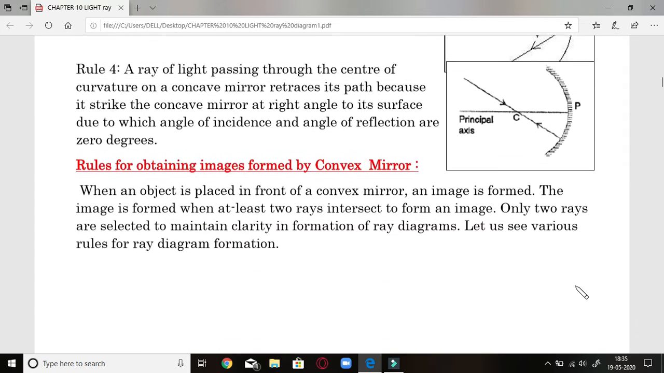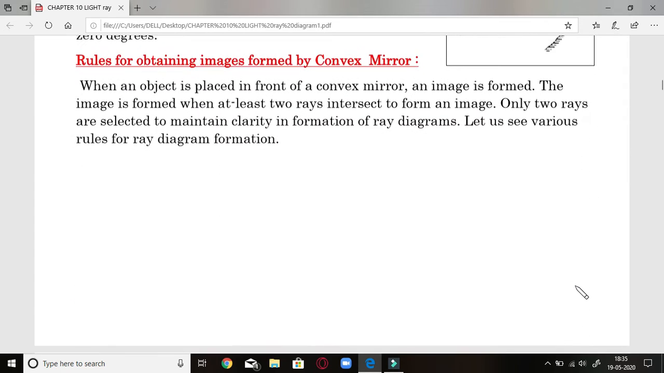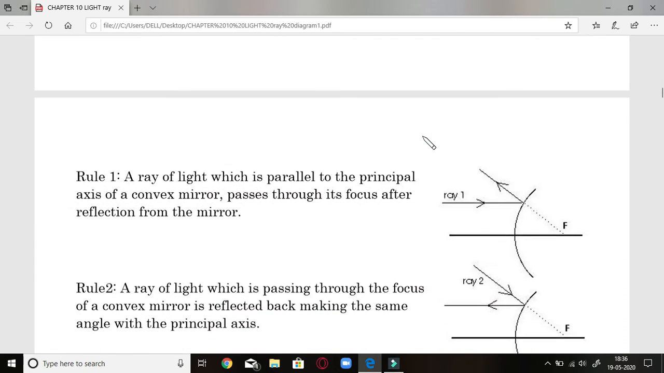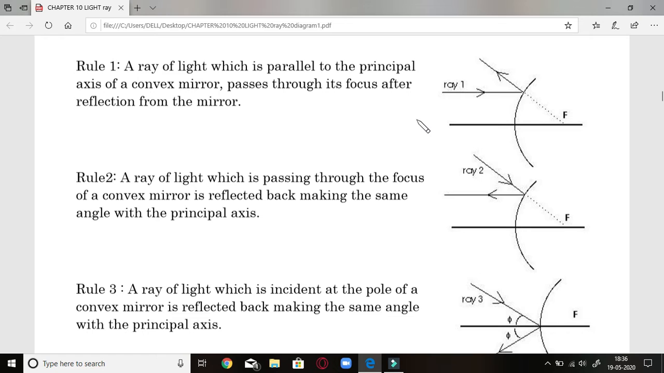Now next are the rules for obtaining images formed by the convex mirror. You know that, kids, a convex mirror is a diverging mirror. It diverges the rays, it spreads the rays. When an object is placed in front of a convex mirror, an image is certainly formed. The image is formed when at least two rays intersect. Only two rays are selected to maintain clarity in the formation of the ray diagram, as we have already discussed. Let us see some of the rules for the formation of ray diagrams in a convex mirror.